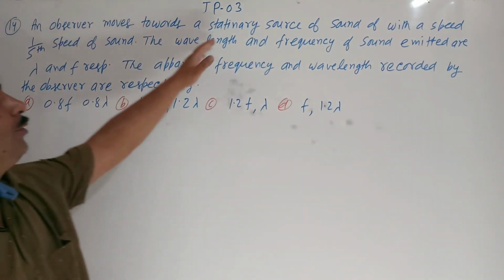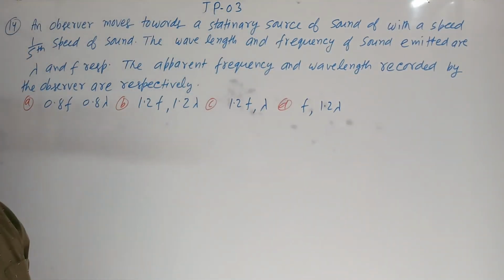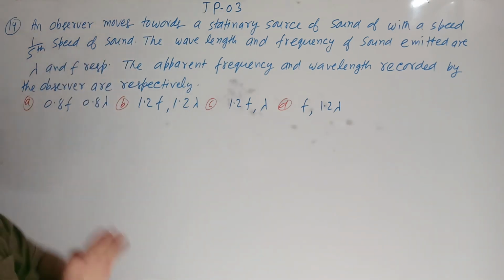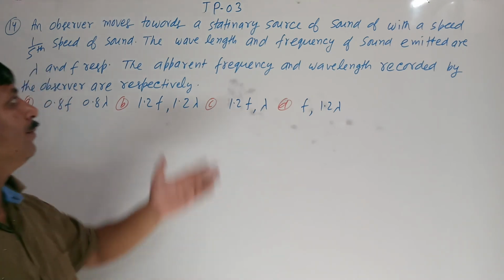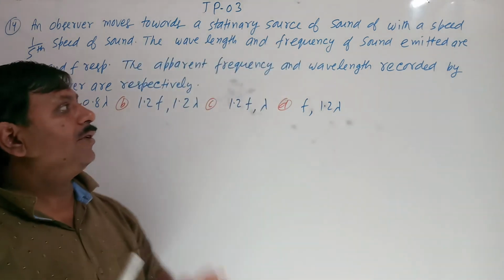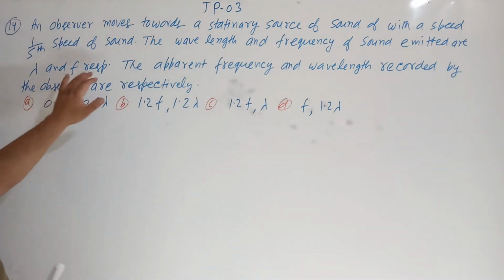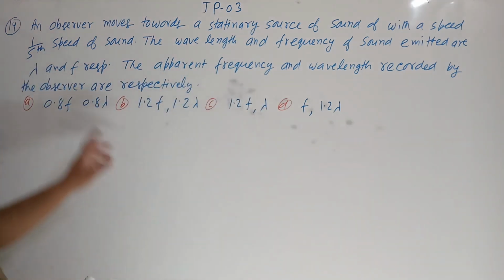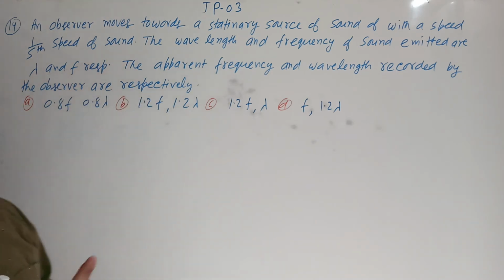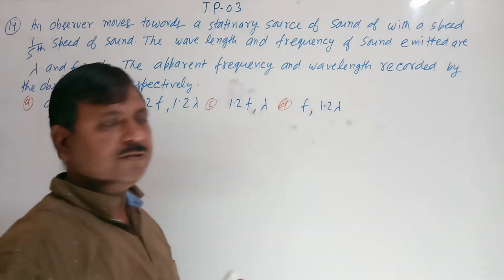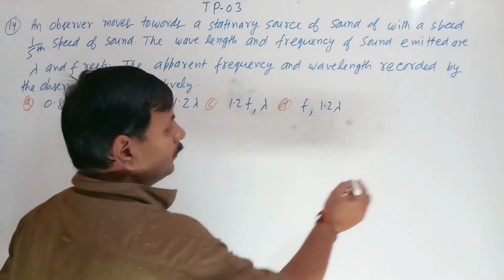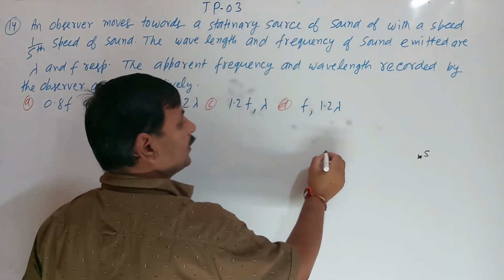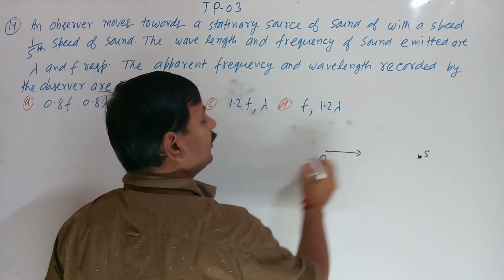An observer moves towards a stationary source of sound with a speed 1/5 the speed of sound. The wavelength and frequency of sound emitted are lambda and f. The apparent frequency and wavelength recorded by the observer are respectively? So see here, one source is there. Here the observer moves towards the source.